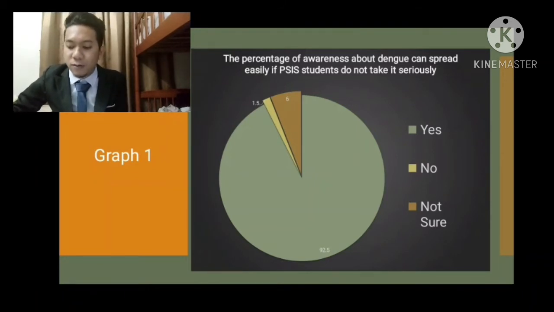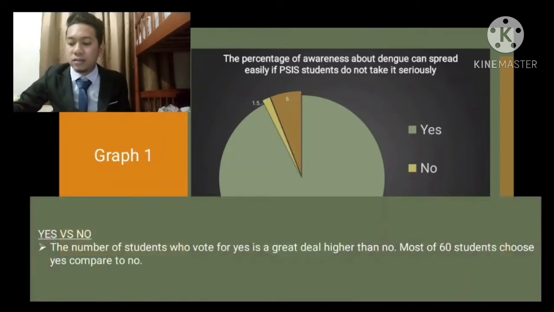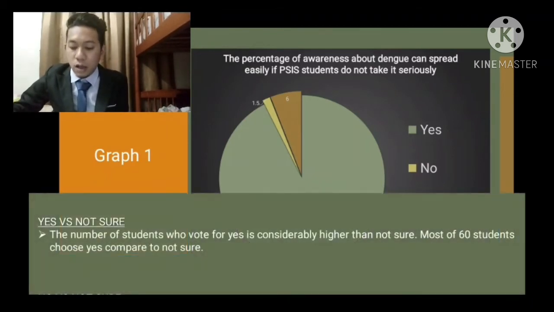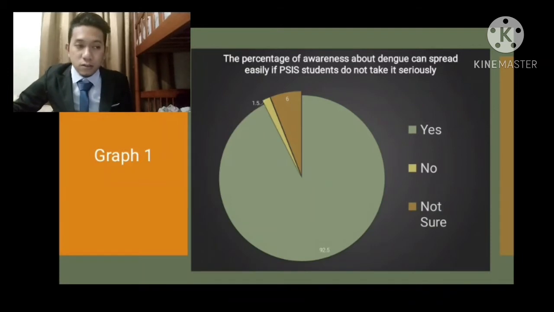Let's start with the comparison between the voting of yes and no. We can see that the number of students who vote for yes is a great deal higher than no. Most of 16 students choose yes compared to no. Next, I will compare the voting of yes and not sure among the Psis students. As shown from this pie chart, the number of students who vote for yes is great deal higher than not sure. Most of 16 students choose yes compared to not sure.